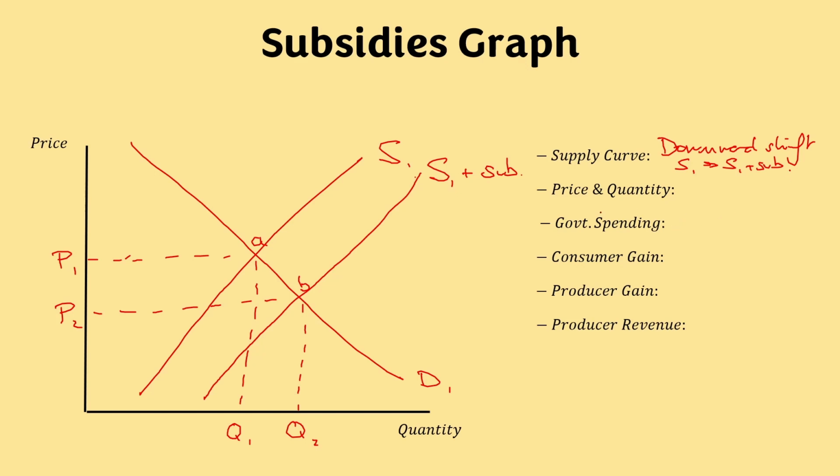Excellent. Then as we can see, by comparing the two equilibriums, the price decreases from P1 to P2. So lower price, P1 to P2. And the quantity increases. So we have higher quantity, right? Q1 to Q2. Excellent. And now we have to calculate the government spending. Or in other words, the cost to the government of this subsidy, right?